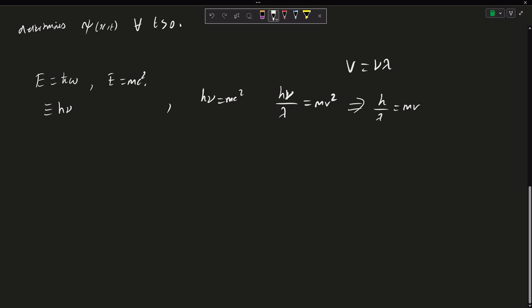So from above, we can see that this is very similar to our momentum. And we get p equals h over lambda, which is known as the de Broglie equation.